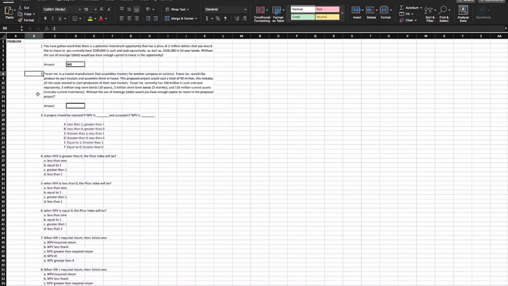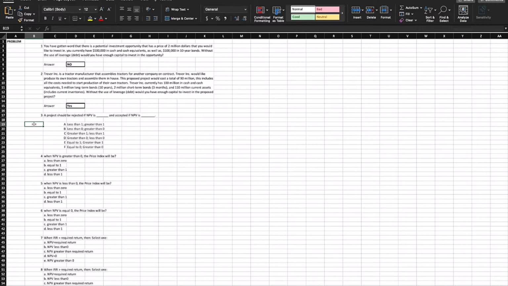Well, they have enough for this proposed project. So we can see that the cost is $90 million, but without going into anything else, we can see that $100 million is sitting on their books in cash and cash equivalents. So therefore, that is a big yes, they can.